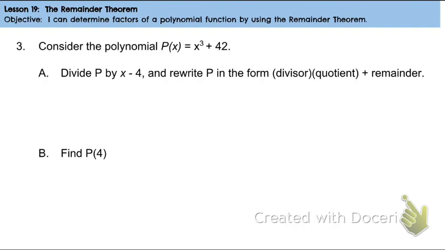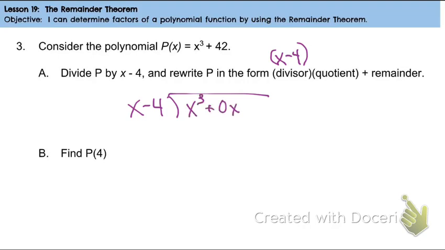Number 3. If we have the polynomial p of x equals x cubed plus 42, divide p by x minus 4 and rewrite p in the form of the divisor times the quotient plus the remainder. So the divisor is the x minus 4, the quotient is the answer we're going to get, plus whatever our remainder is. So I'll use long division here. Okay, and if I did part B, I'd be able to tell what my remainder was right away. x cubed plus 0x squared plus 0x plus 42.